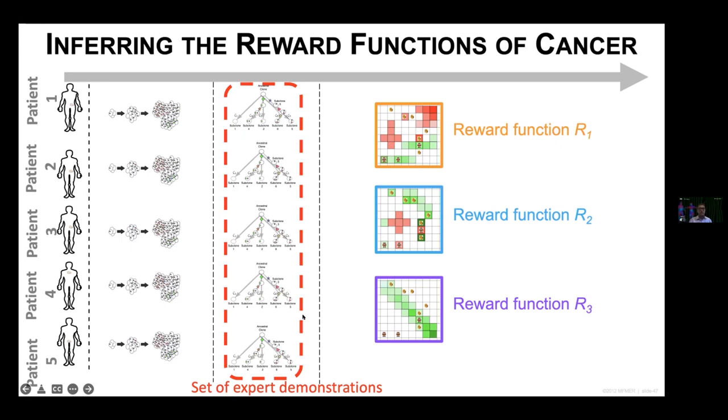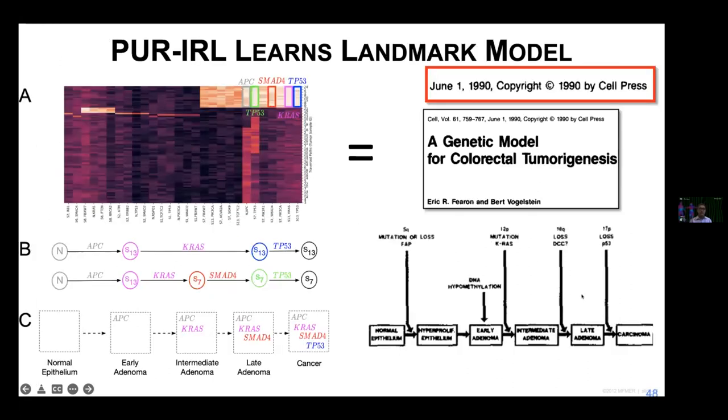And we take all of those expert demonstrations, we partition them into different reward functions, and we learn these reward functions. And in our case, we used 27 patients. So we did this from a mere 27 patients. What we managed to show is that pure IRL is capable of learning the exact Vogelgram out of all of the possible genes. Just to be really clear here, the action space involves 1,000 genes that were chosen based on an oncology database, 1,000 genes that can be mutated or methylated. So there are 2,000 possible actions.